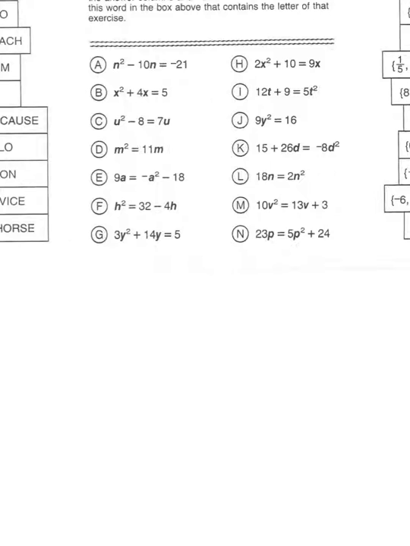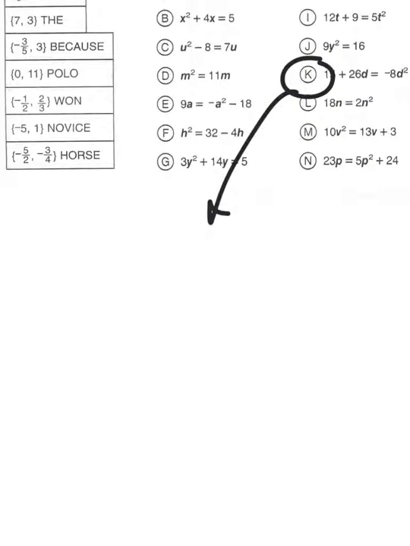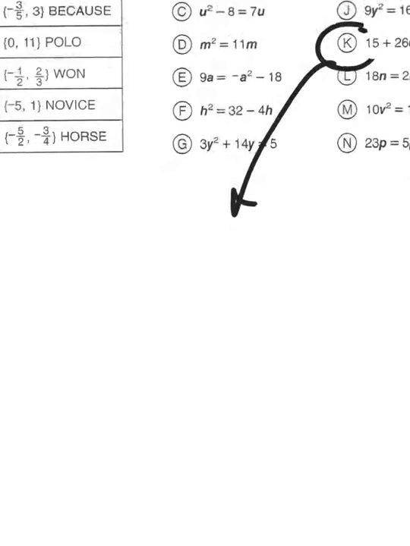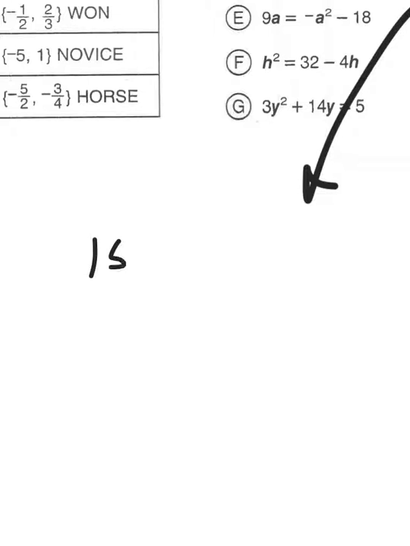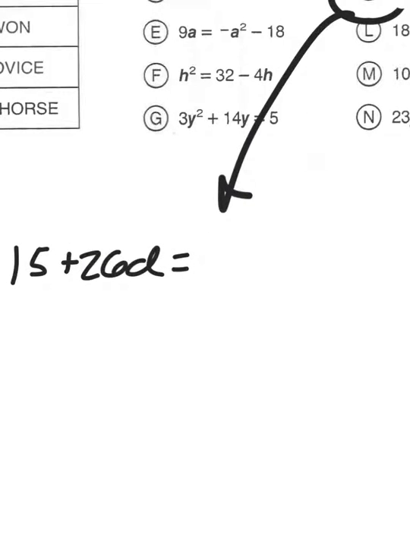All right, I'll do 2 more problems. I think I'll do this one next, letter K. This one's got a few options, so maybe it'd be a good one to look at together. Oops, I can't see my number now, but what is that? It's 15. Okay, so this one is 15 plus 26d equals negative 8d squared.